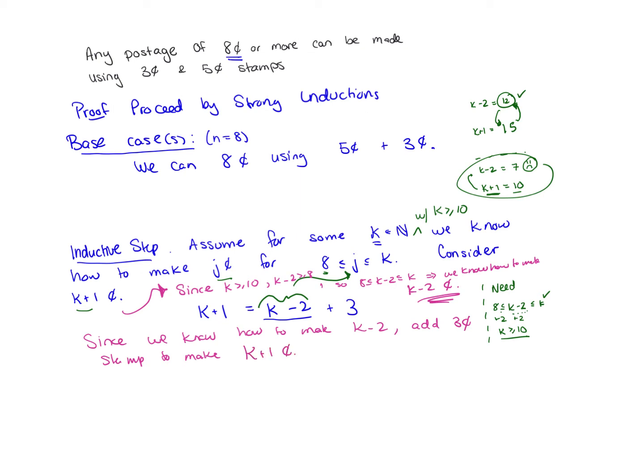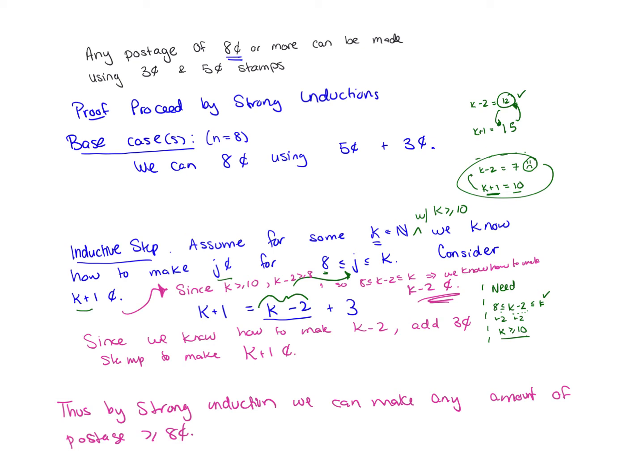So then I can go outside of my inductive proof and say, by strong induction, we can make any amount of postage greater than or equal to 8 cents. Okay, so that's almost our entire proof.